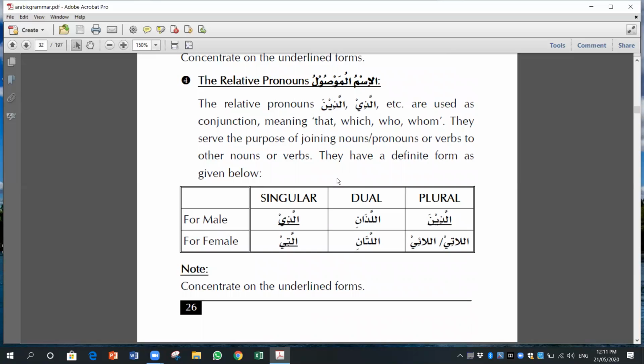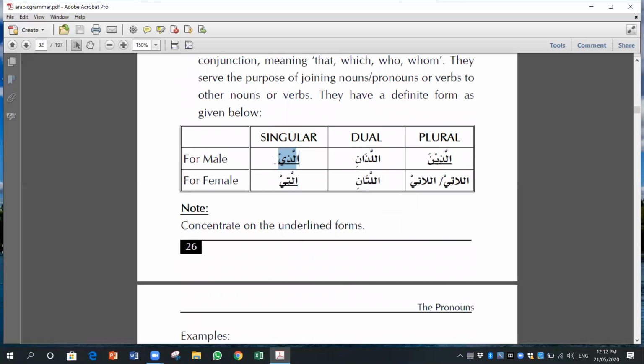For example, the teacher who teaches us Arabic is very good. So this who I used, right? The teacher who teaches us Arabic. So this who is a relative pronoun. And in Arabic we say alladhi. المعلم الذي يعلم اللغة العربية. Okay, المعلم, the teacher, الذي who, يعلم teaches us, right? يعلمنا, who teaches us Arabic. So you understand, Rahila? Yeah, I understood.